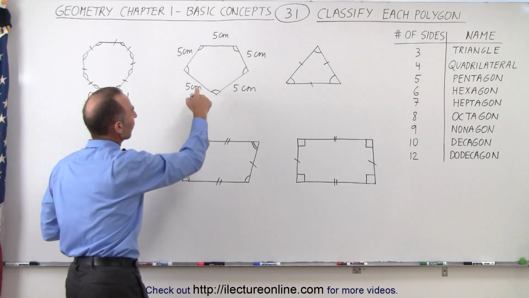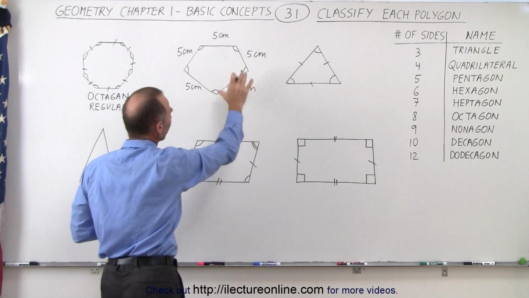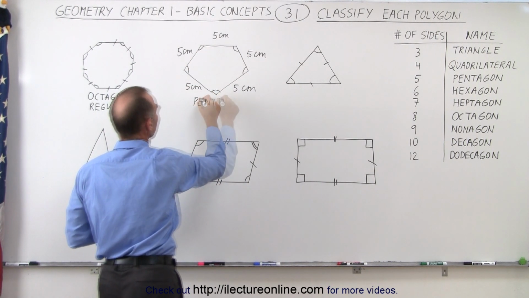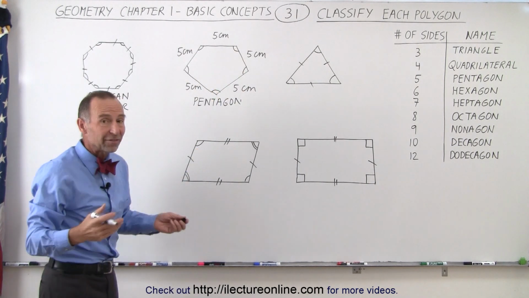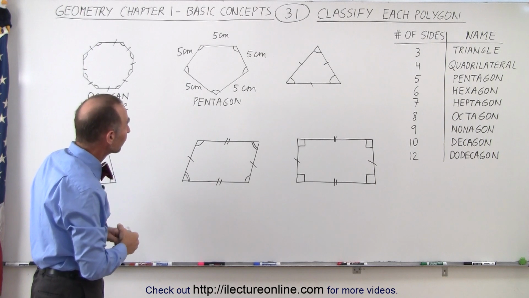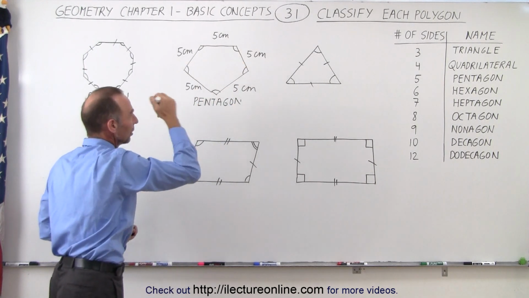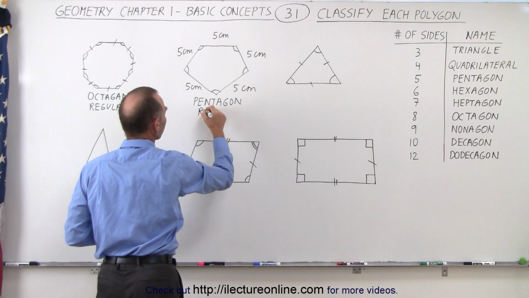Here we have a figure with 5 sides. They're all connected. They're all straight lines or line segments, so this is called a pentagon. And here we have an indication that every angle has the same measure, so they're congruent, and it looks like every side has the same length measure, and therefore this is also called a regular pentagon.